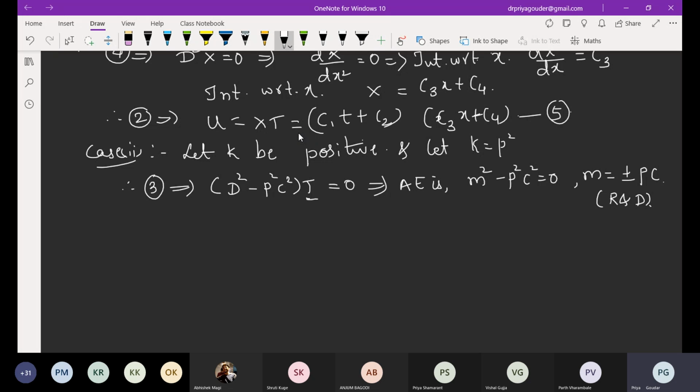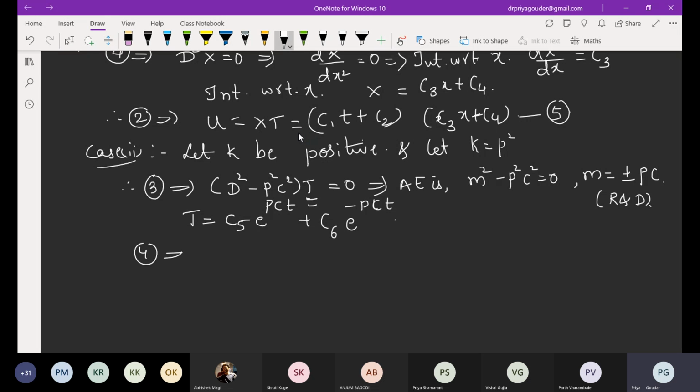So how do you write for real and distinct? Your answer should be written as capital T in terms of small t. Take care of that. Tell me now how to write. Capital T equal to, how to write for plus PC? C4 is used, so I'll use C5, e raised to the first root, real root, PCt. How to write for the next? Minus PCt. Correct?